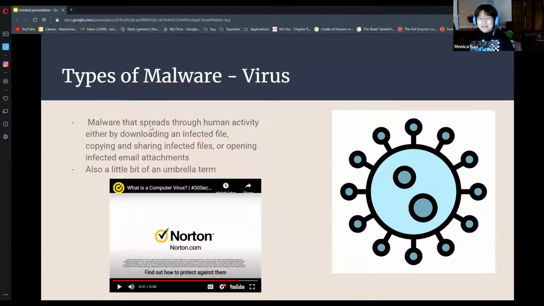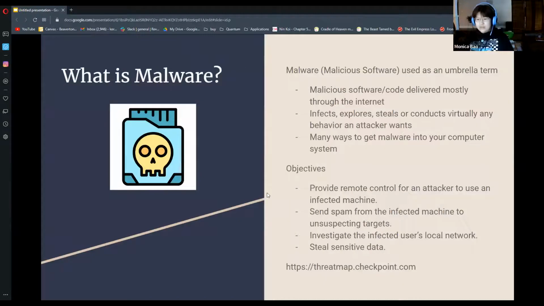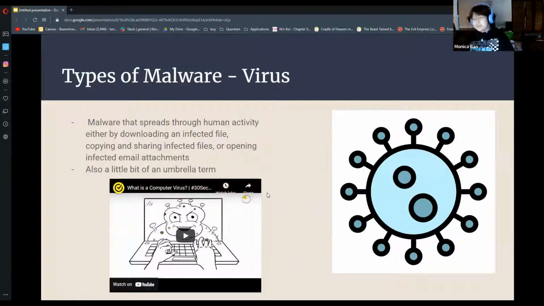So malware that spreads specifically through human activity, so maybe clicking on a link or downloading a file, is called a virus. It's part of the umbrella term that is a piece of malware. But this one specifically is just through human activity, whether you click on a link or download a file. It's also a little bit of an umbrella term too.